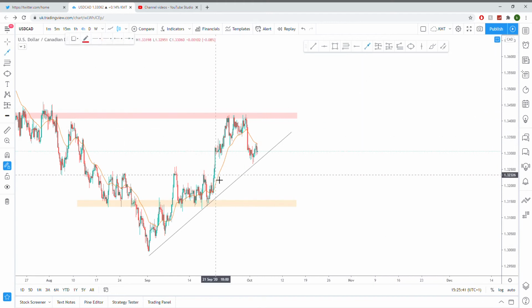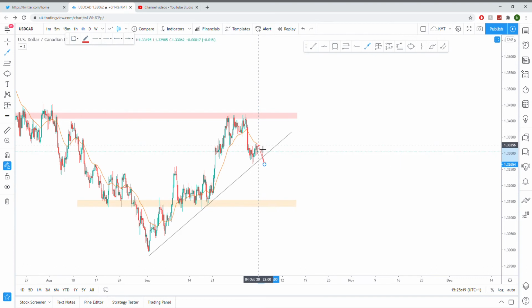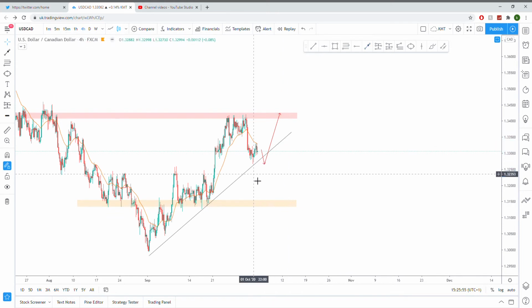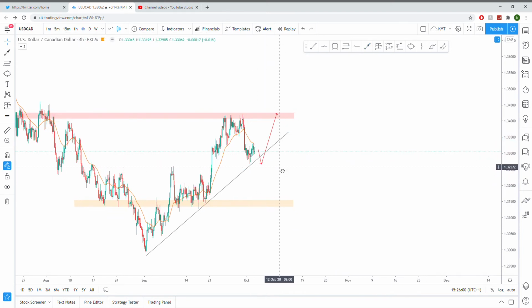So what I'm looking out for is a possible move to potentially break this uptrend, get some sort of fake out. And this would obviously influx a lot of orders, and we could have one more move to the upside. So I'm keeping an eye out for this type of move situation.